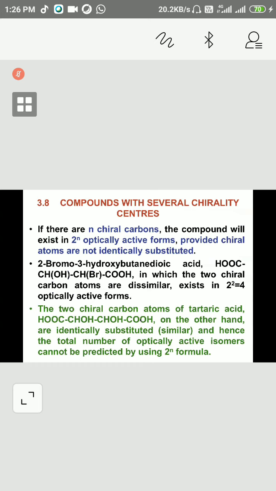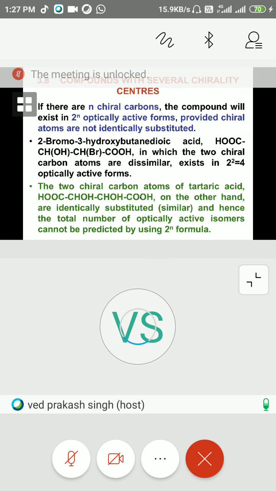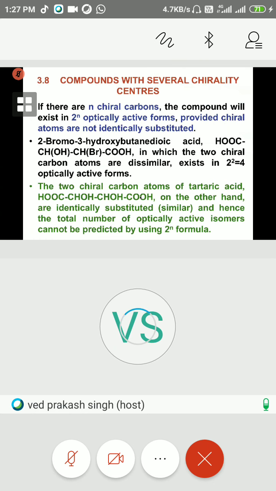This is one. This is that example of tartaric acid. 1 and 2, 3 and 4. 1 and 2 is a pair of enantiomers. 3 and 4 is a pair of enantiomers. You can see these two are the same.